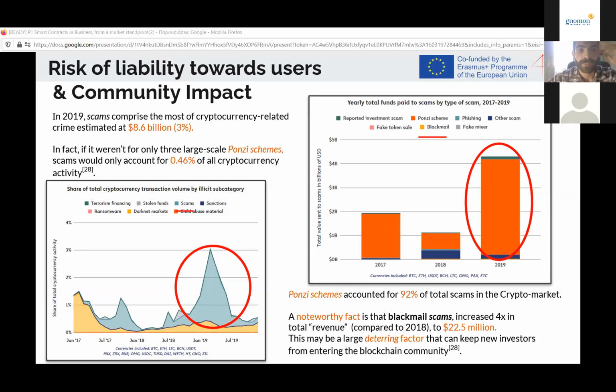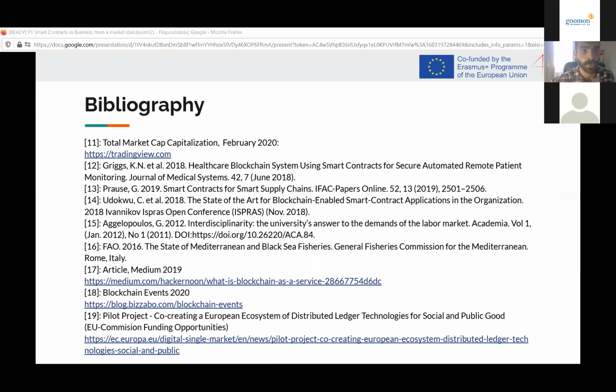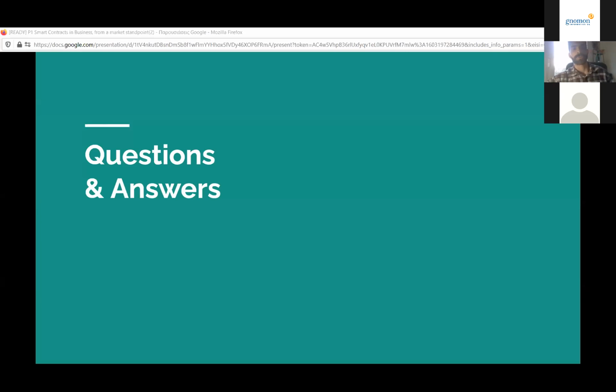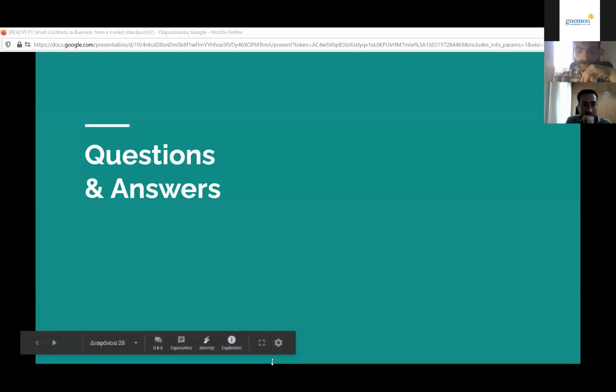Last noteworthy fact is that blackmail scams increased 4 times since the last report of 2018, to $22.5 million, which can be a large deterring factor that can keep new investors from entering the blockchain community. You can have all the references that we've used in our last slides, and of course the media attributions. Thank you very much for your time.